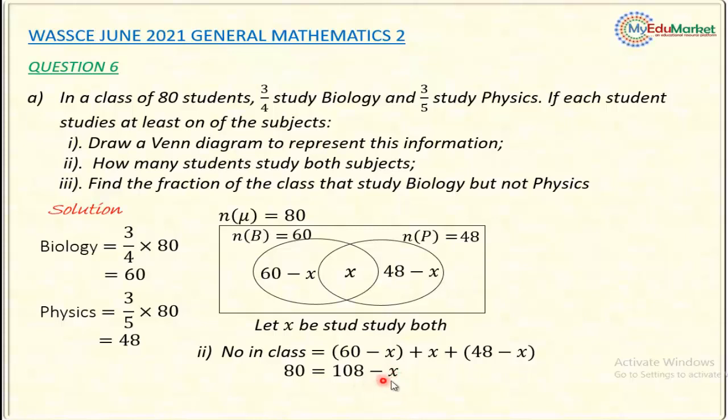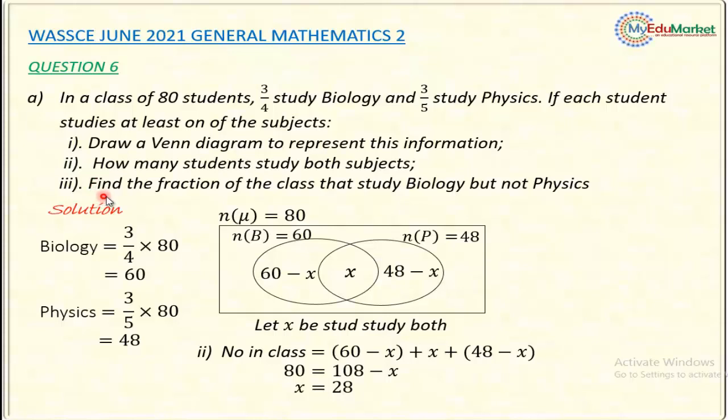So I continue, taking X to this side and 80 to this side. We will now have X as 28. So those that study both subjects is going to be 28. So question B, or question Roman 2, has been answered also. I'll continue with question number 3.